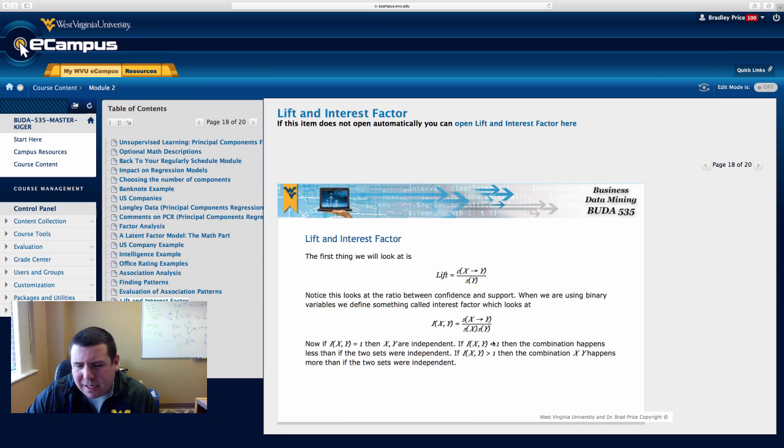If the interest factor is less than 1, then the combination happens less than if the two sets were independent. What that indicates in things like this is people are intentionally not purchasing these two things together. Think about it as 2 types of shampoo. You would intentionally not purchase 2 types of shampoo together, right? Think of it as 2 things that just don't go well together when mixed. Milkshakes and beer or something like that. Like 2 things you are intentionally not buying together.